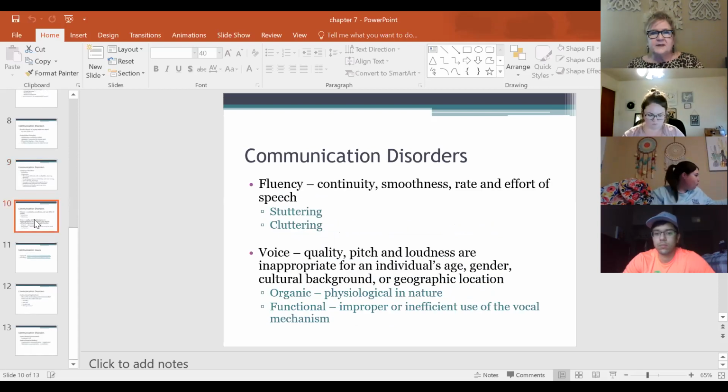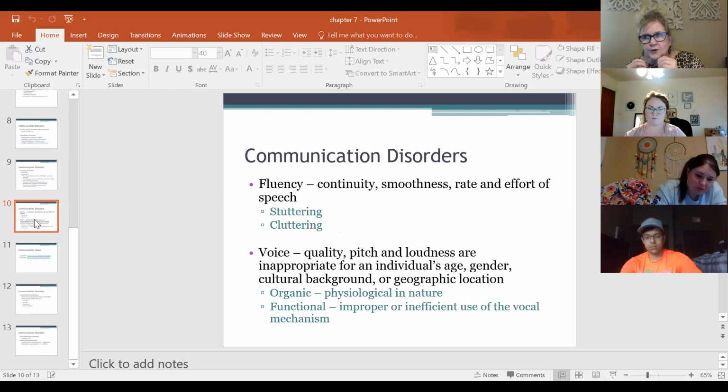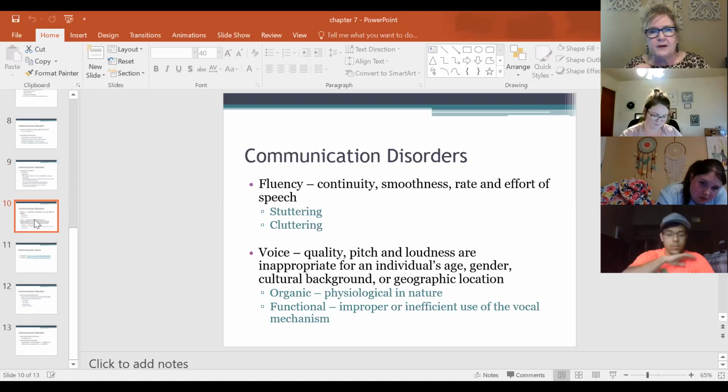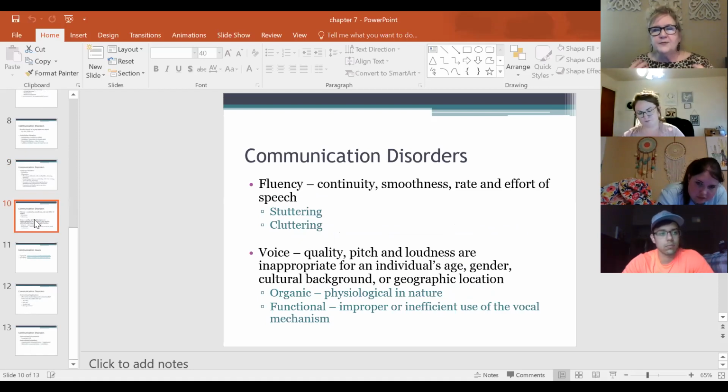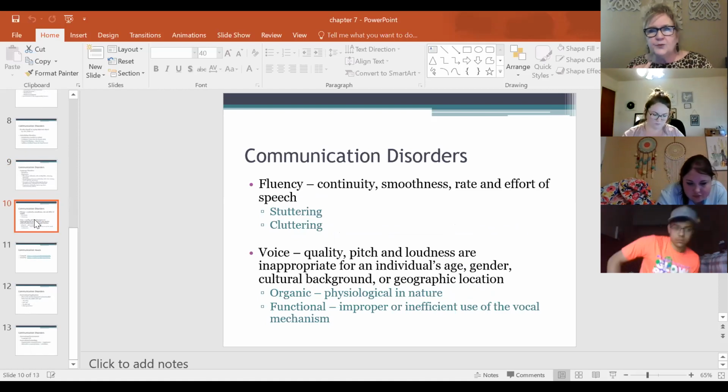Now, fluency is the next one. So far, we've got articulation. That's forming the words, the way they come out with the structure of the mouth. Then language, and now we've got fluency. Now, this is what a lot of people are really familiar with as far as language disorders go. This is the rate at which words flow. So this is where stuttering falls in.